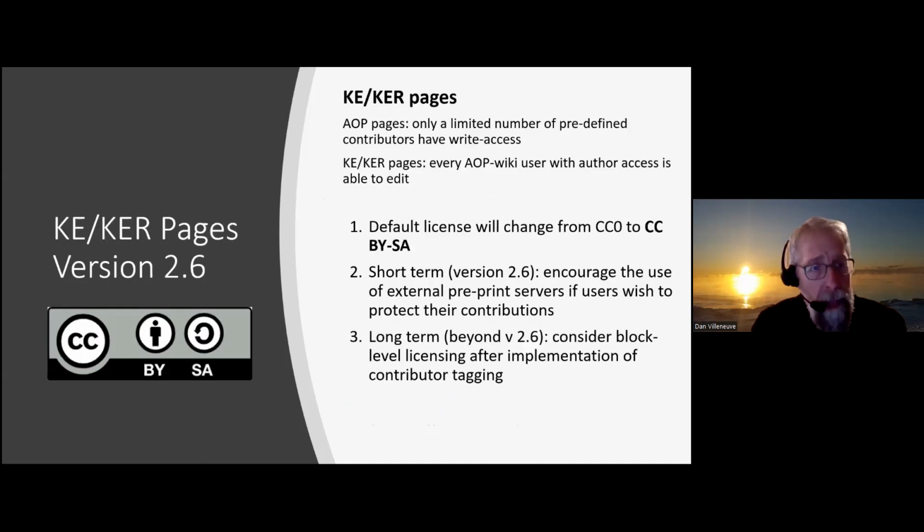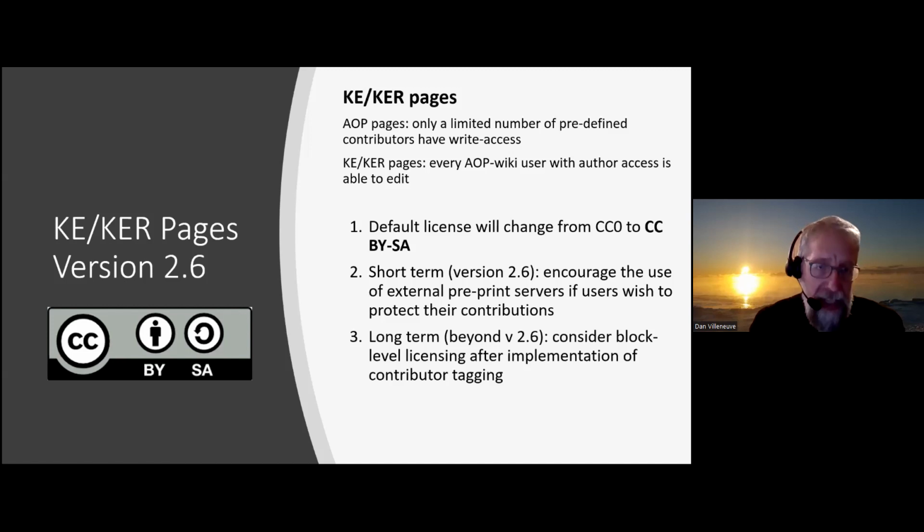Next slide. In terms of the key event and key event relationship pages, it's a little bit more difficult to implement an all rights reserved license on these pages because any AOP-Wiki user with author access is able to edit these, and we want to retain that to allow for crowdsourced development. So in terms of the licensing changes, the default license on the key event and key event relationship pages will be changing from a completely open access license to a Creative Commons attribution share alike license. That way, at least if that content is used, whoever's using that content has to attribute the original developer of that content.